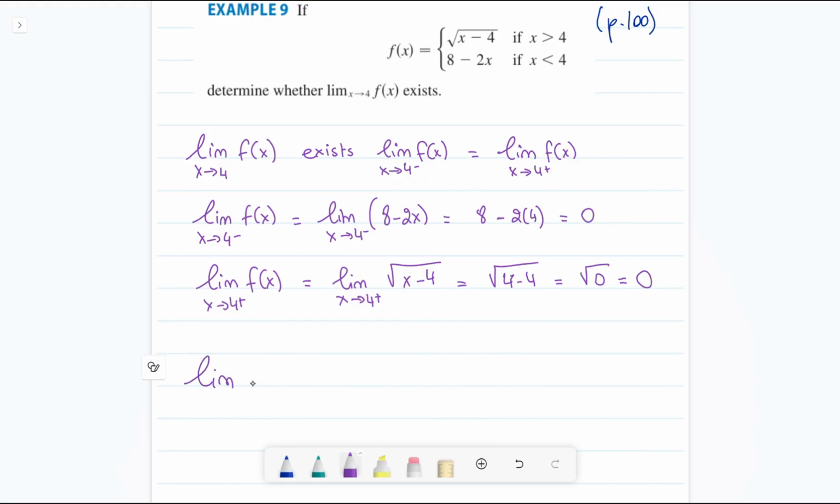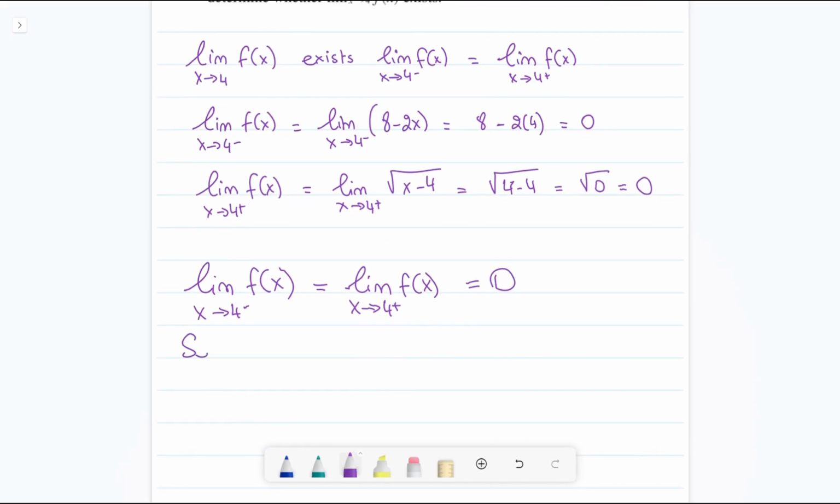We can notice that the limit of f of x as x approaches 4 from the left equals the limit of f of x as x approaches 4 from the right, and both are equal to 0. So the limit of f of x as x approaches 4 exists and is equal to 0.